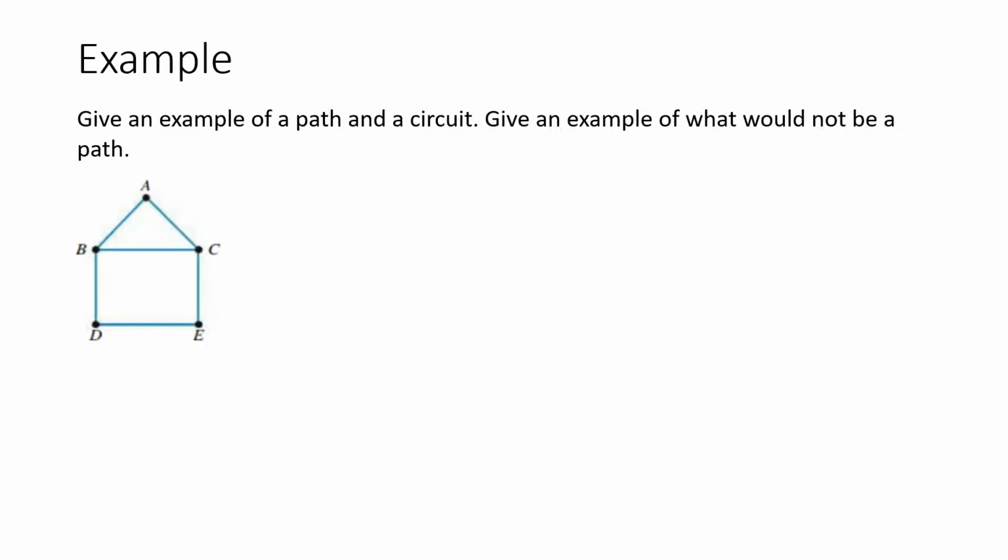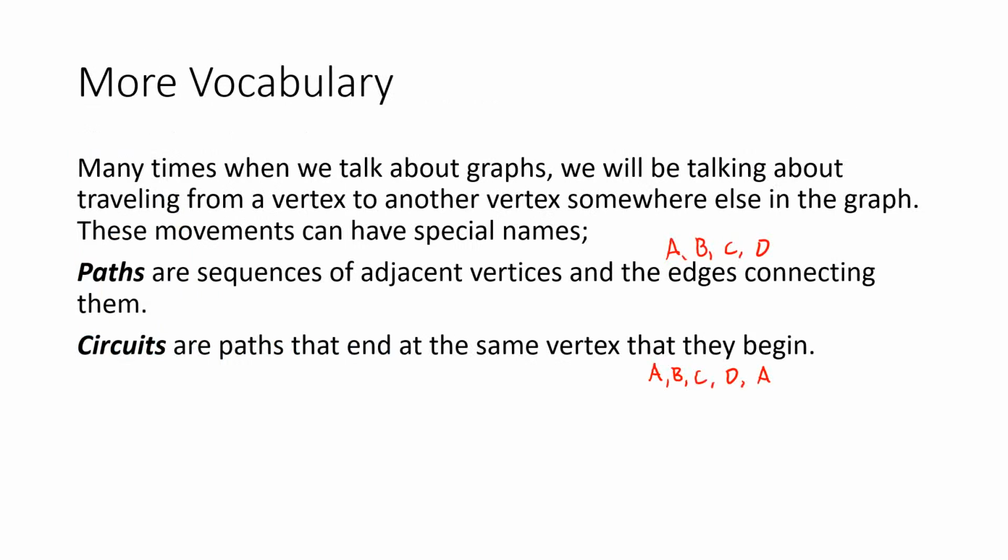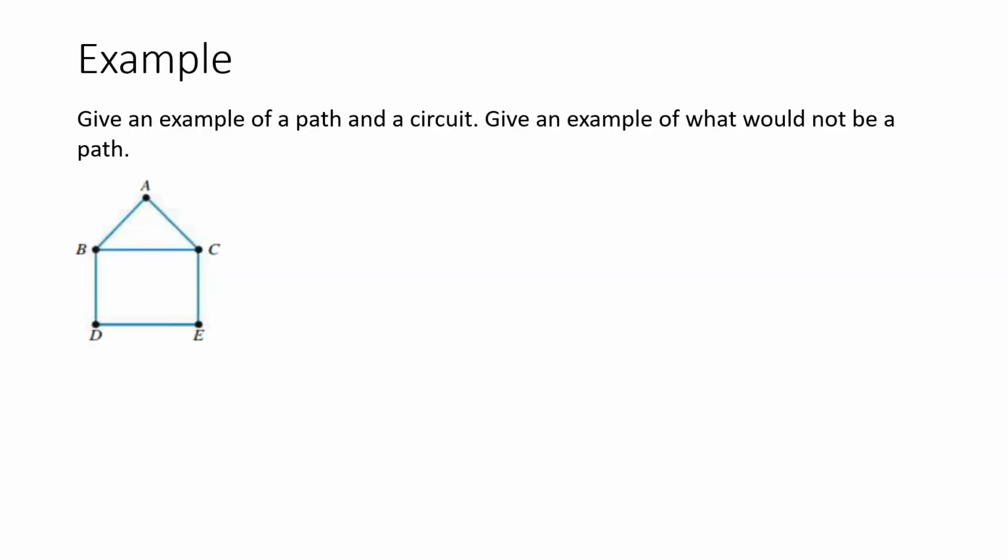Okay, so I got this little house. It's a graph that looks like a house. What I want to do is just talk with you guys, and we're going to give 3 examples of what's a path, what's a circuit, and what's not a path, okay? So we'll do path first. Can someone give me an example of a path you could take on this graph? Shabad? A, B, D, E, C.